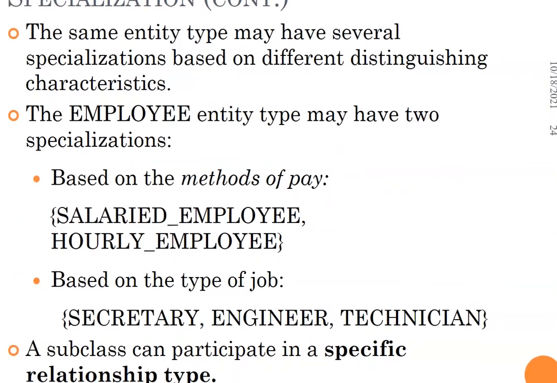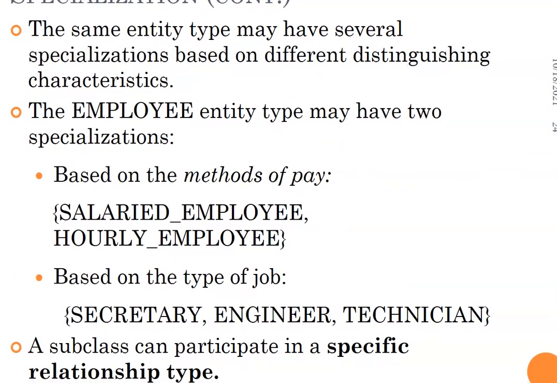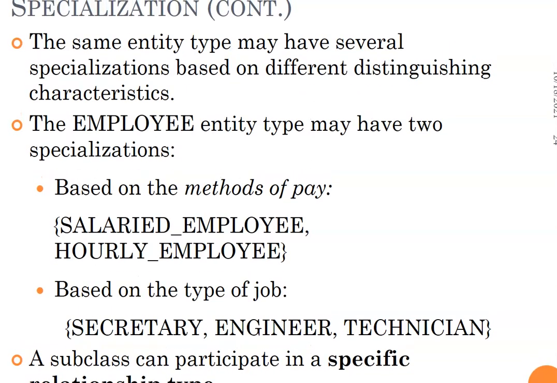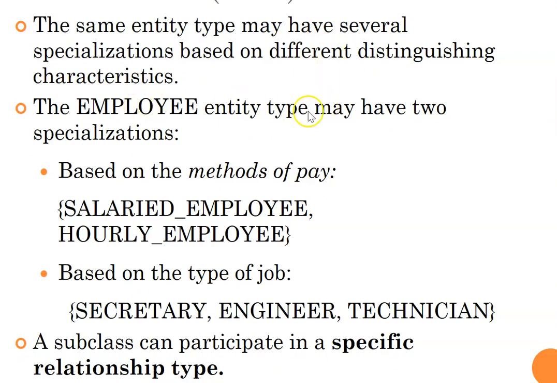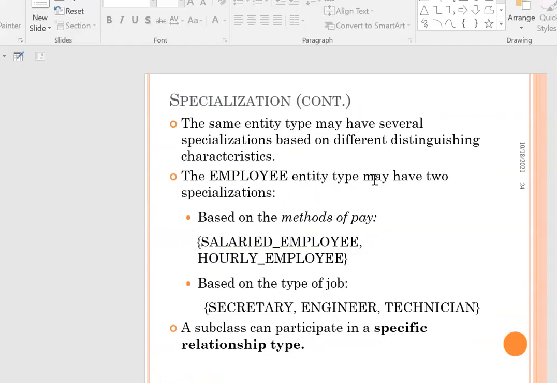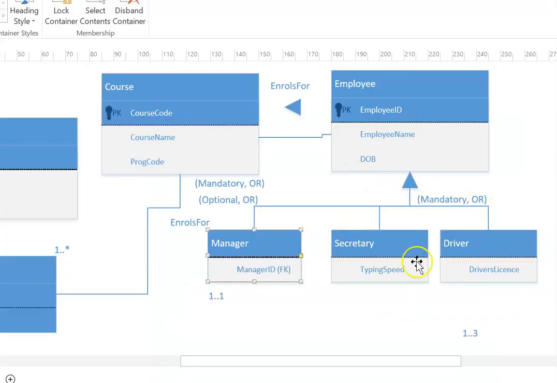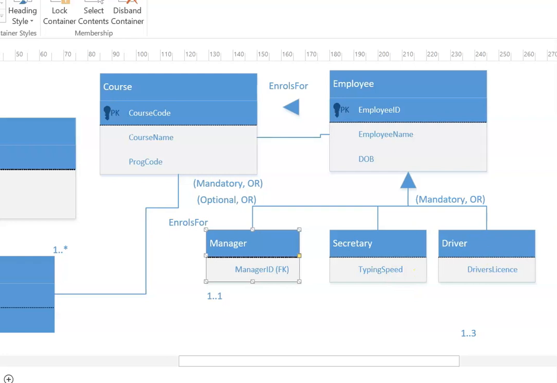So specialization: the same entity type may have several specializations based on different distinguishing characteristics. What does that mean? For the employee entity type, we can have two specializations. The first specialization can be in terms of method of pay, where an employee can either be a salaried employee or an hourly employee. Or it can be in terms of job type. Again, if I go back here, this is by job type. This particular employee relationship is by job type.